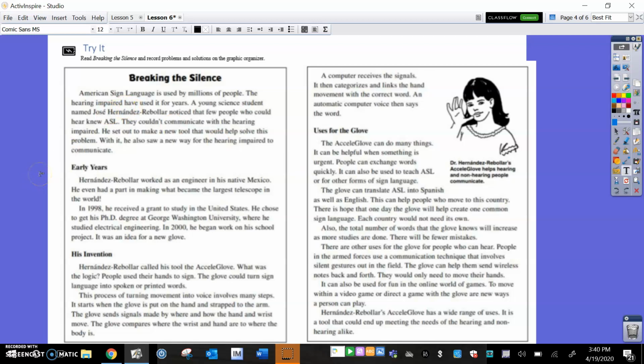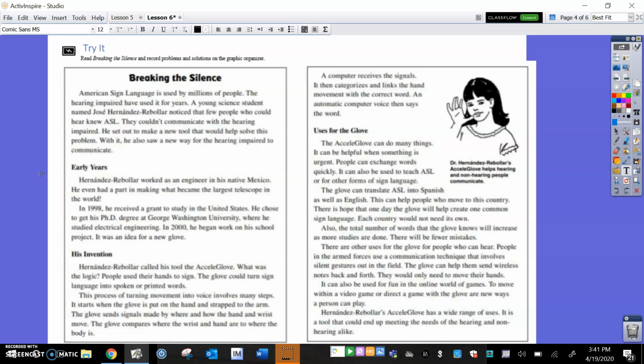Early years. Hernandez Rebollar worked as an engineer in his native Mexico. He even had a part in making what became the largest telescope in the world. Now, this doesn't really relate back to the problem, so this is not essential for me right now. In 1998, he received a grant to study in the United States. He chose to get his PhD degree at George Washington University, where he studied electrical engineering. In 2000, he began work on his school project. It was an idea for a new glove.